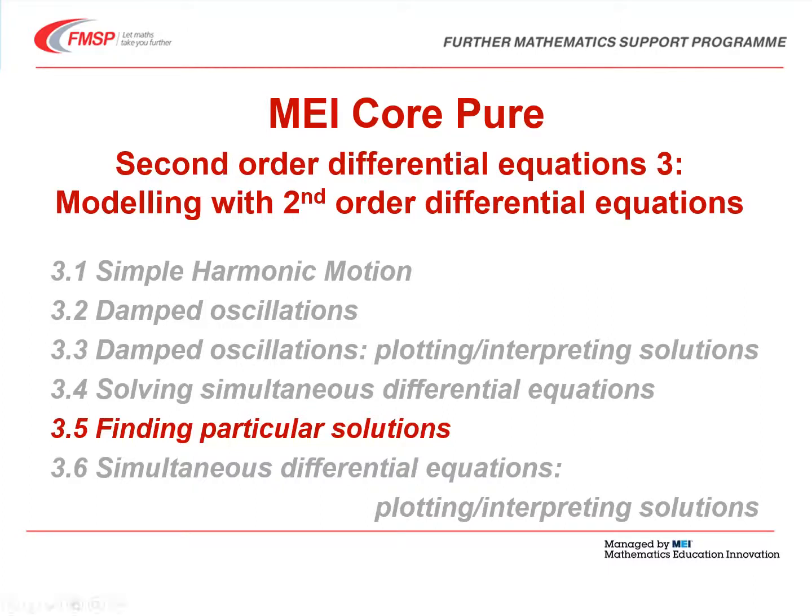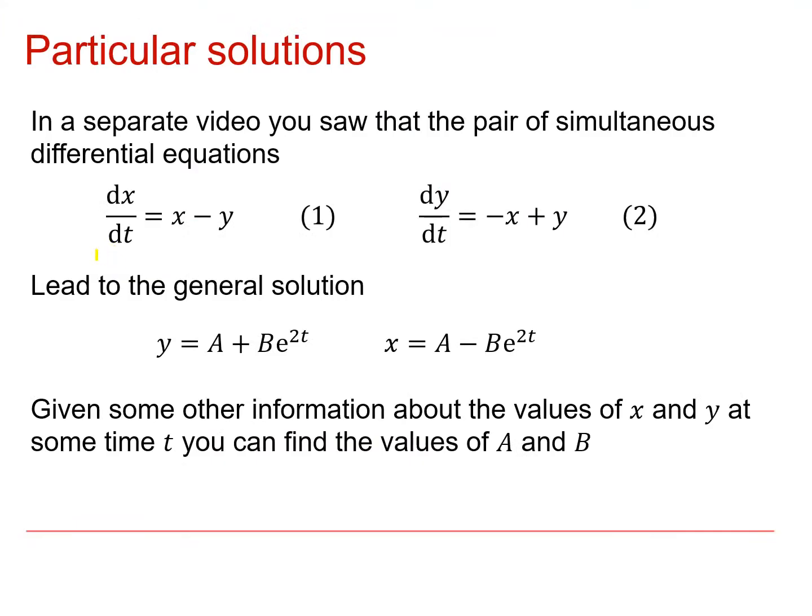This is a video for MEI Core Pure Mathematics, second order differential equations 3, modeling with second order differential equations, 3.5, finding particular solutions. In a separate video, we looked at these two simultaneous differential equations, and we found that they lead us to a general solution for y and x of a plus b e to the 2t for y and a minus b e to the 2t for x.